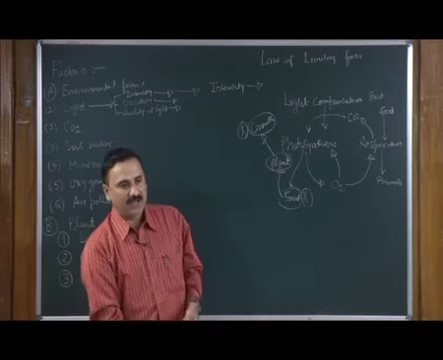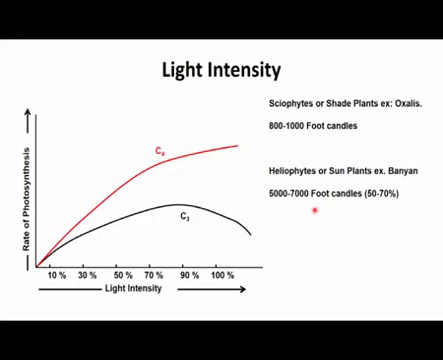So, let us go back to the light intensity curve. What you will see is that C3 plants are more susceptible to light intensity compared to C4 plants, which can withstand a higher light intensity. Similar to the light compensation point, there is a point at which you cannot do photosynthesis. The light compensation point for sciophytes, or shade plants, is 100 foot candle, whereas the light compensation point for heliophytes is 100 to 400 foot candle. Light intensity above the saturation point decreases the rate of photosynthesis.